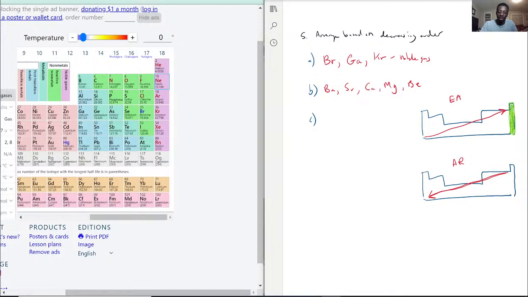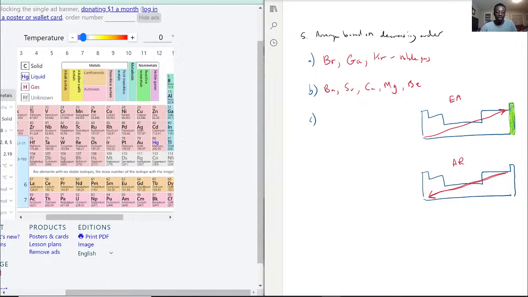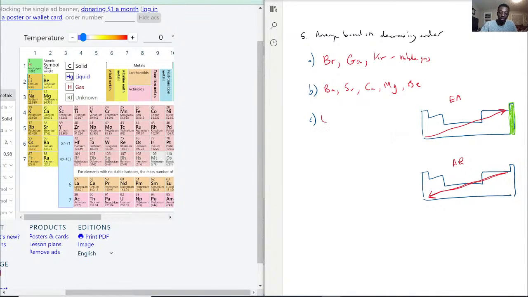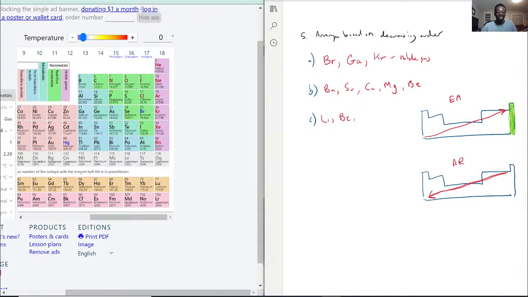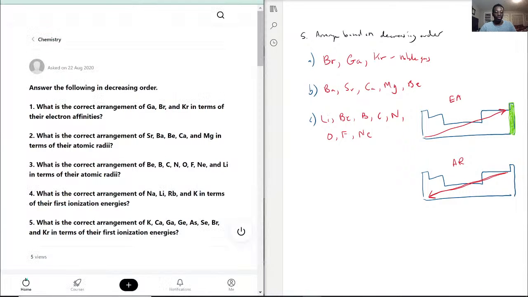So neon is going to be the smallest one. So that means we have lithium, then beryllium, then boron, then carbon, then nitrogen, oxygen, fluorine, and neon is going to be the smallest one. Okay, that's the decreasing order for that.